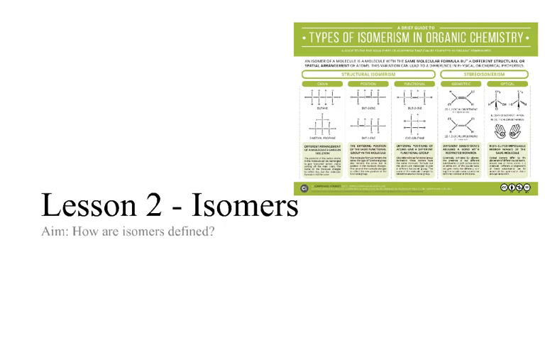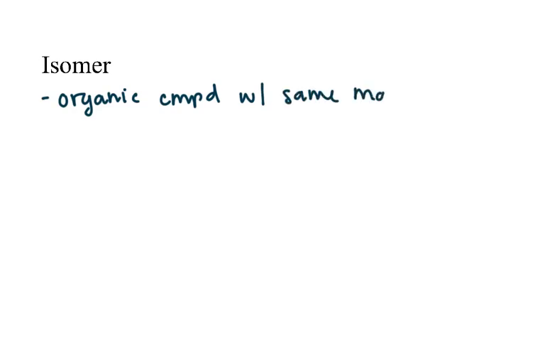Alright guys, lesson 2. We're going to look at isomers, and we're going to look at how isomers are defined. So let's start with defining what an isomer is. This is an organic compound with the same molecular formula but a different structural formula.